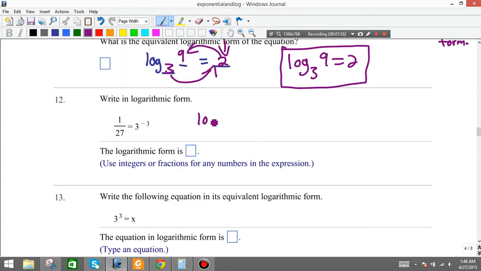Here, log base 3 of 1 over 27 equals negative 3.